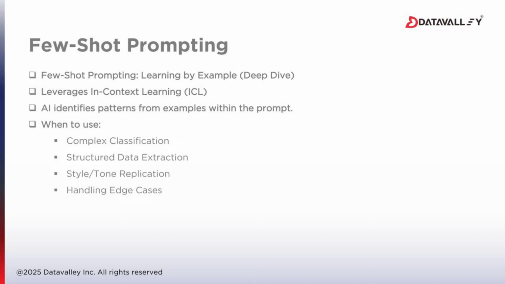Especially, what is the role of few shot prompting in context learning? It is ICL. ICL means the model learns directly from the examples which we provide within the prompt, without needing any external fine tuning or retraining. Okay.